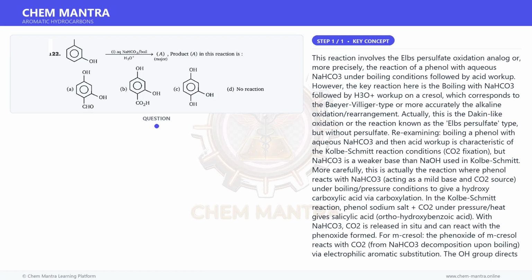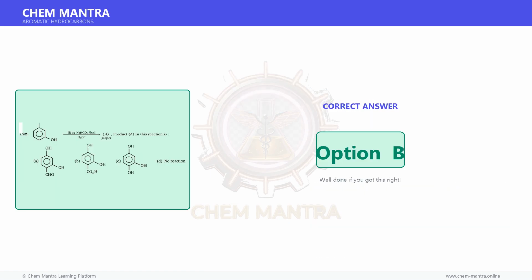Option A fails because it introduces ICHO which requires different conditions. Option C fails as trihydroxybenzene requires more extensive oxidation without CHO. Option D fails as reaction does occur. Therefore, the correct answer is option B.